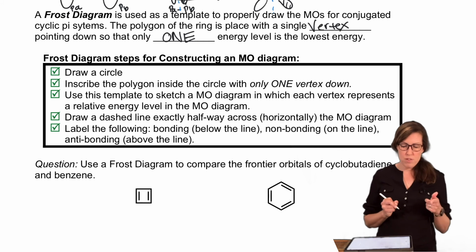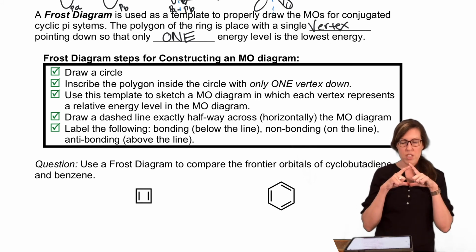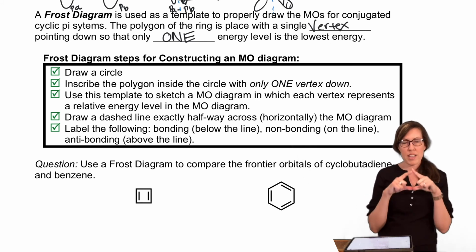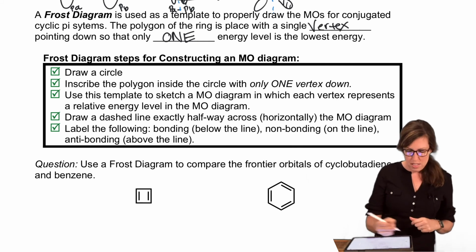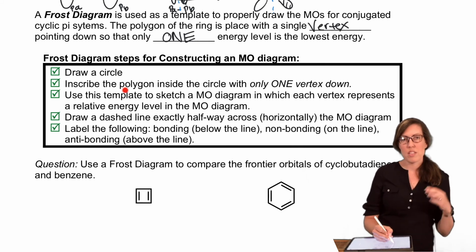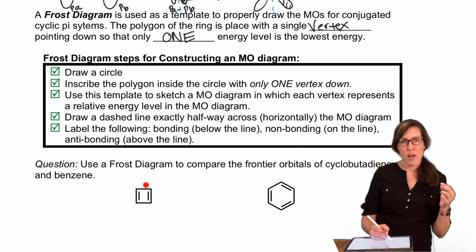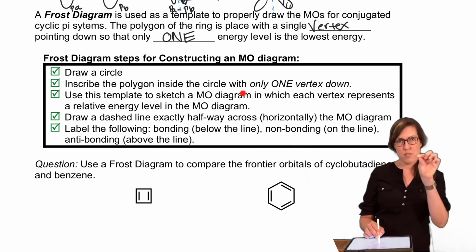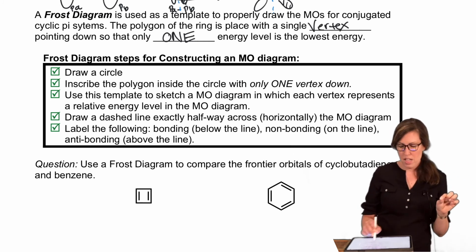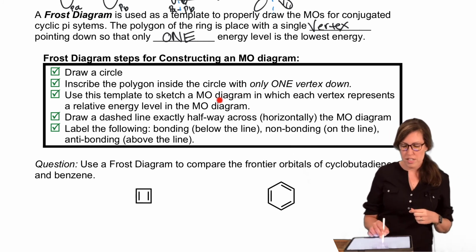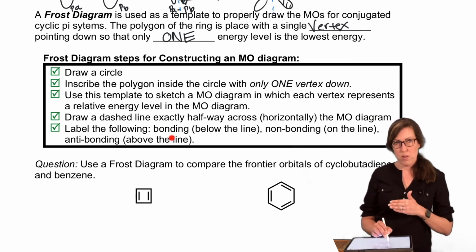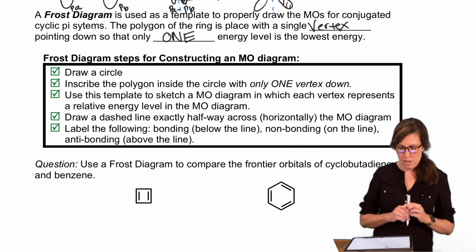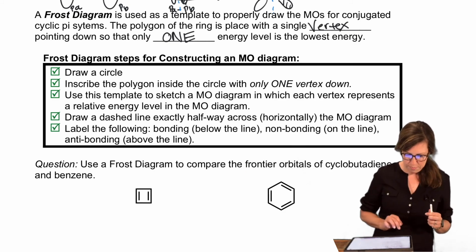So the steps for drawing a Frost diagram: you're going to make a circle. You're going to inscribe the polygon that applies. So for cyclobutane, you're going to make a square. For cyclohexane, you're going to make a hexagon. Inscribe it, so that means only the vertices touch the circle, and you have to have one vertex down. Then you're going to use that template to make the MO diagram, and keep going your way through the MO diagram. So let's follow these steps. I think it makes more sense in context.